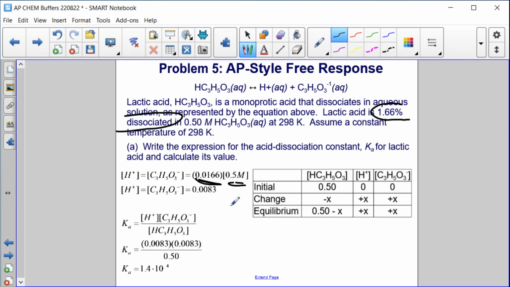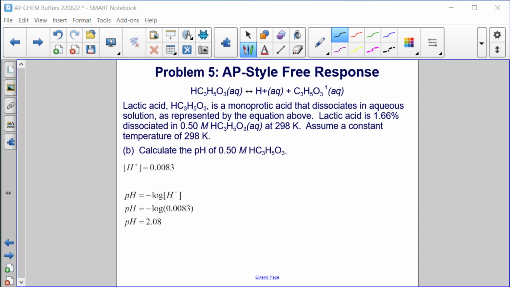0.0083. Okay, so Ka is hydrogen ion concentration times lactate ion concentration, which we're told is 0.0083, over the 0.5 molar lactic acid concentration. Remember that this change is very small compared to the initial concentration, so we can assume the change is negligible and use the initial concentration here. In doing so, we get a Ka of 1.4 times 10 to the minus 4.